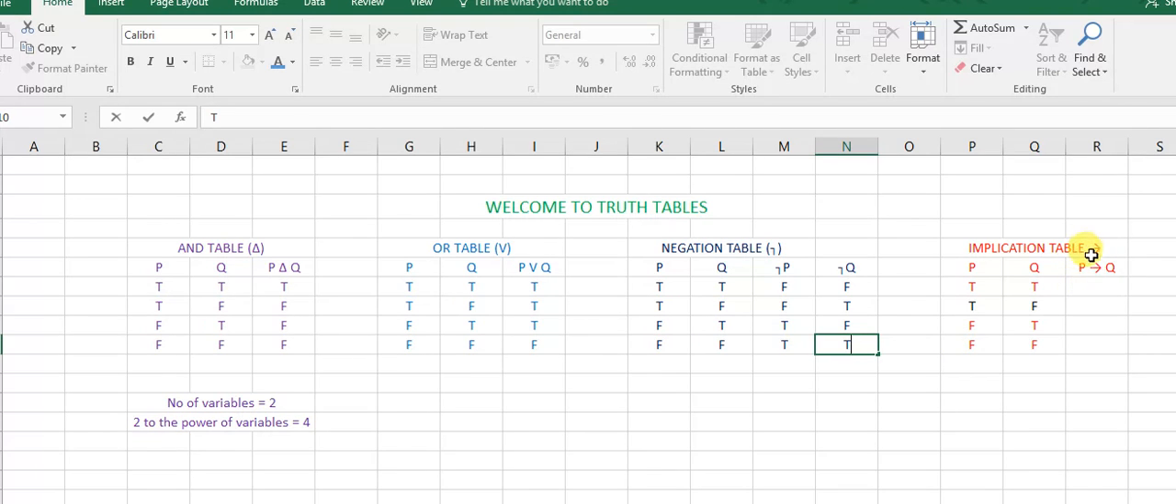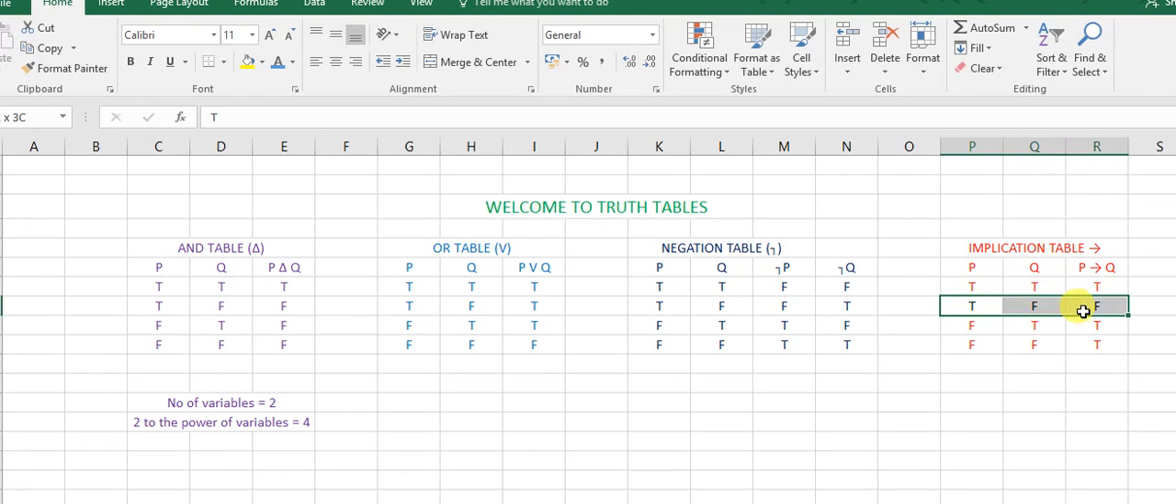Now the implication table. Implication stands for this arrow symbol, and this is one of the hardest, but once you get your head around this, it's going to be easy. So implication will always be true, except in only one condition, which is when the left hand side here is true and the right hand side, which is here, is false. That is the only way in which the implication table will give you a false value. So this is the one you need to get your head around.